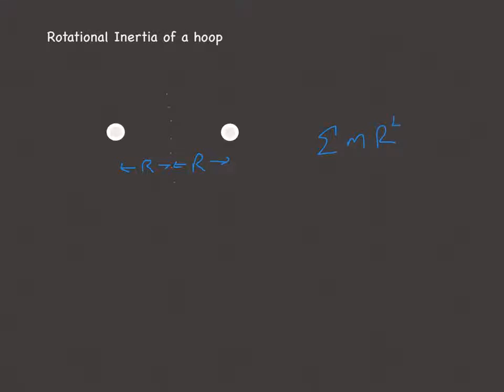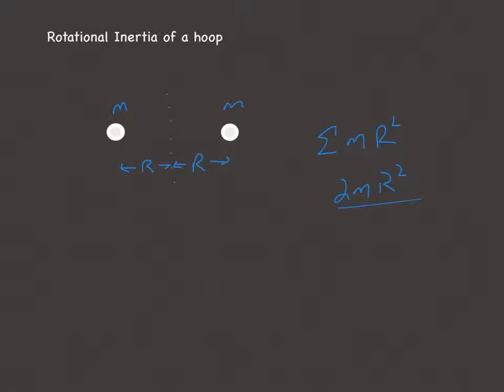we would have 2m times r squared, because you have mr squared of the one to the left plus mr squared of the one to the right, so we would just get twice what it would be for one of them.